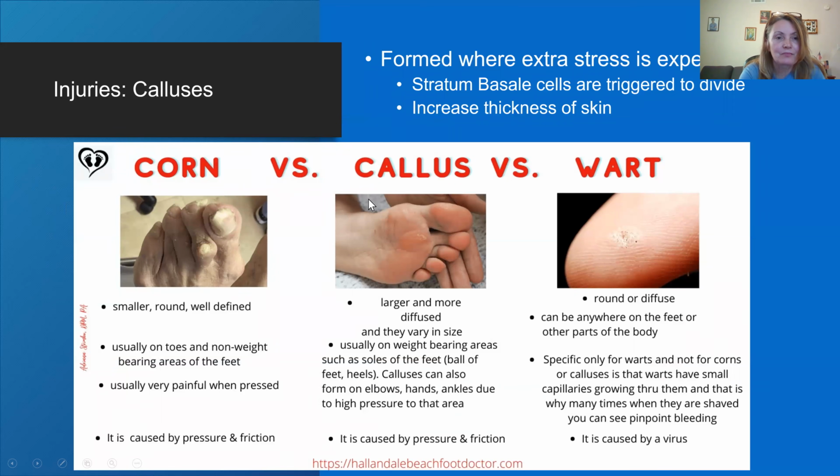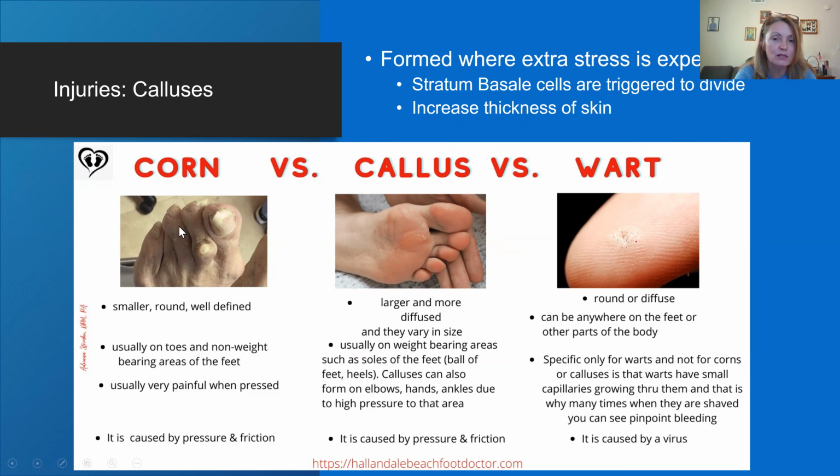Okay, calluses. Here we can compare. Calluses form when extra stress is experienced. So stratum basale cells are triggered to divide and increase the thickness of the skin. So the calluses are over here. When you have lots of stress, if you're walking too much, for example, then you can cause a callus.